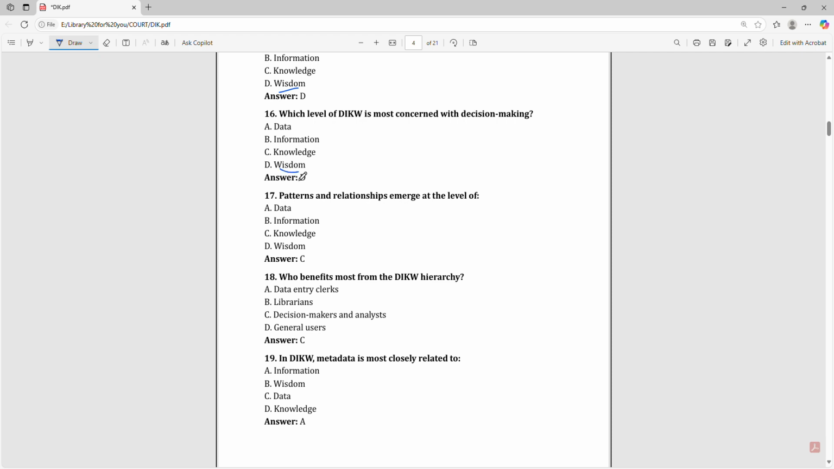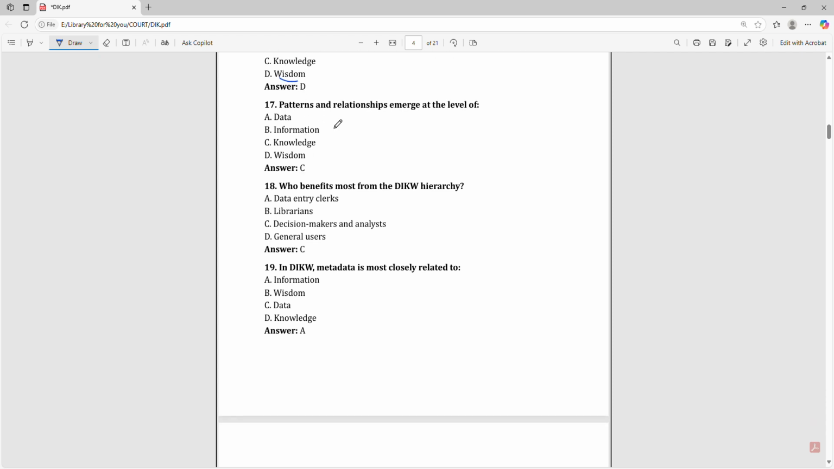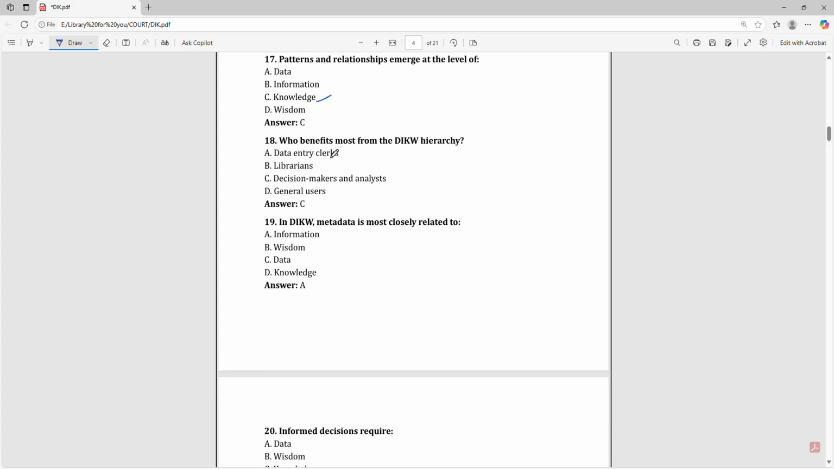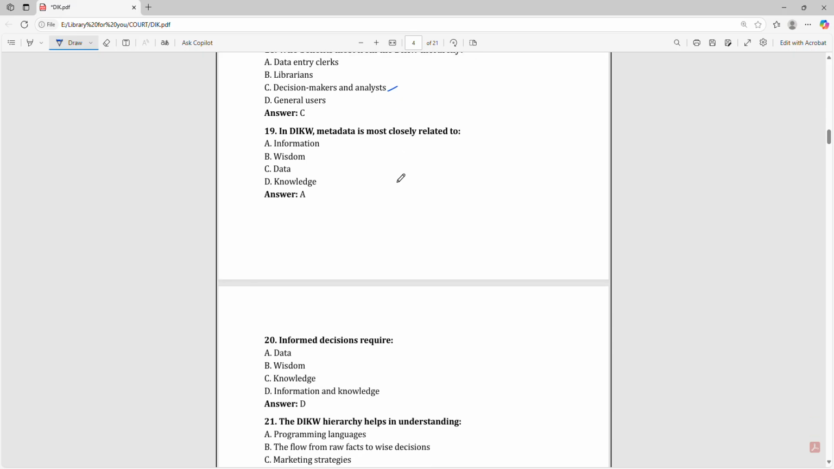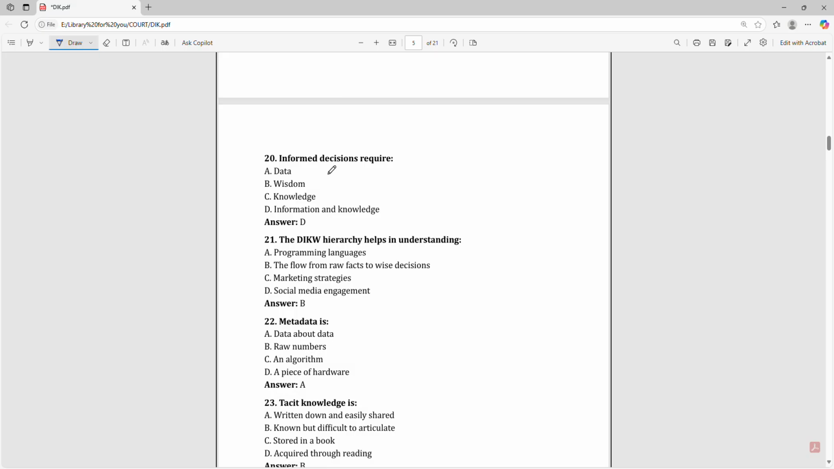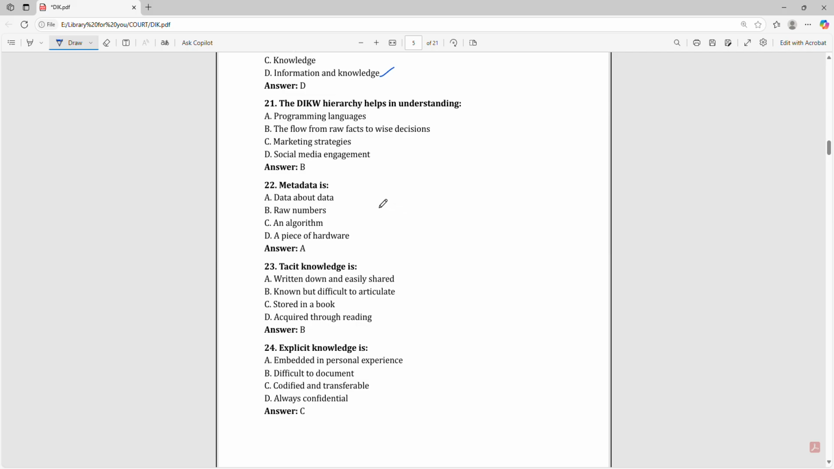That is wisdom. Patterns and relationships emerge at the level of knowledge. Who benefits most from the DIKW hierarchy? Decision makers and analysts. In DIKW, metadata is most closely related to information. Informed decisions require information and knowledge. The DIKW hierarchy helps in understanding the flow from raw facts to wise decisions.